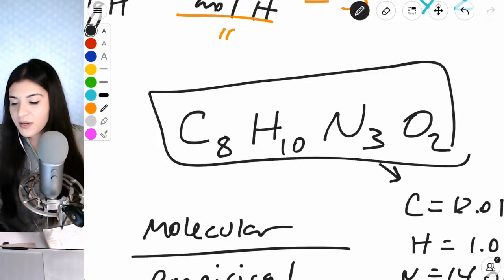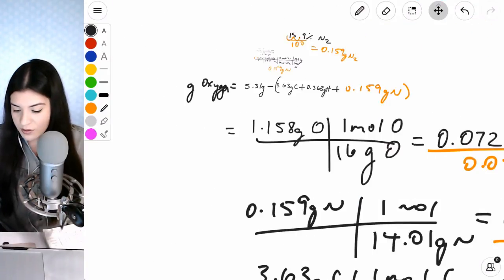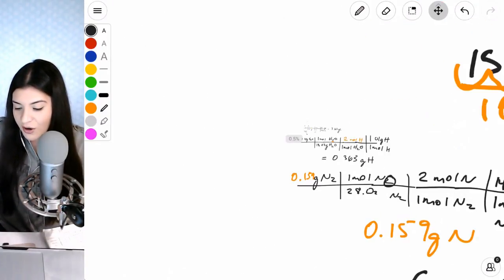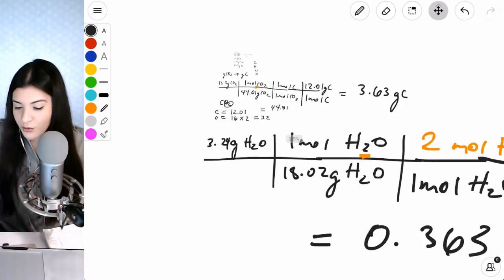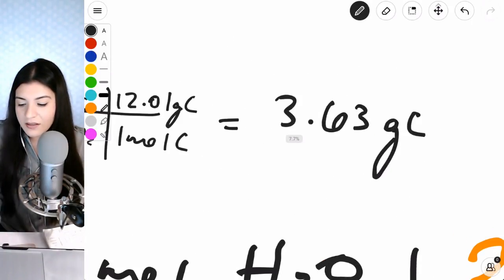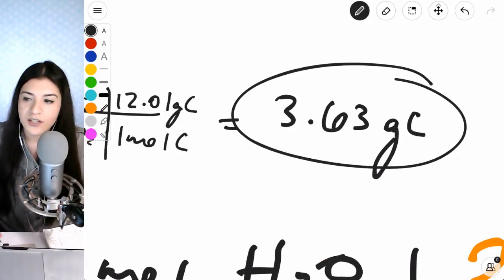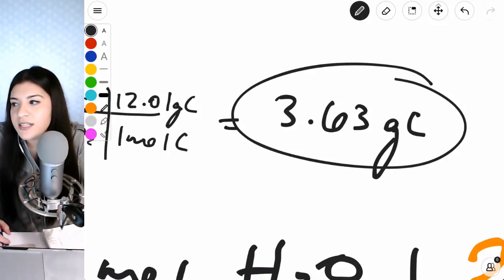All right, so the main process with this, or the main concept with this, was just the fact that you had to figure out how to get the original grams. Okay, I think that's like the trickiest part, just knowing how to get the initial grams. Okay, hope that makes more sense.